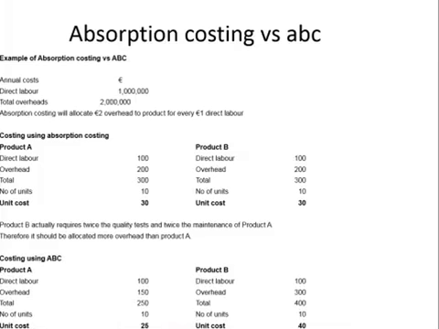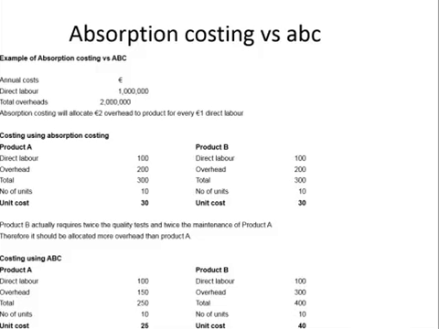Now, here's an example. Again, there's a lot of data on this sheet, but if you look at the top, we have direct labour and overheads, and I just left material out of it just to keep it as simple as possible. Now what I'm saying here is absorption costing will allocate €2 overhead per product for every €1 direct labour. Because the total annual labour is 1 million, the overheads are 2 million. So for every €1 direct labour, they're going to allocate €2 overhead.